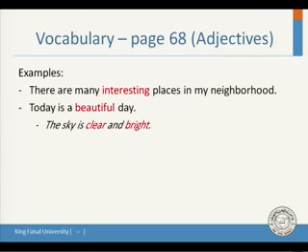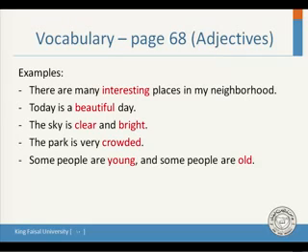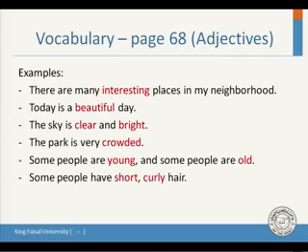The sky is clear and bright. Two adjectives. The park is very crowded. What is the adjective? Crowded. Where is the noun? The noun is the park. The park, verb is, crowded. Some people are young and some people are old. Young and old, two adjectives. Some people have short, curly hair. Short, comma, curly hair.